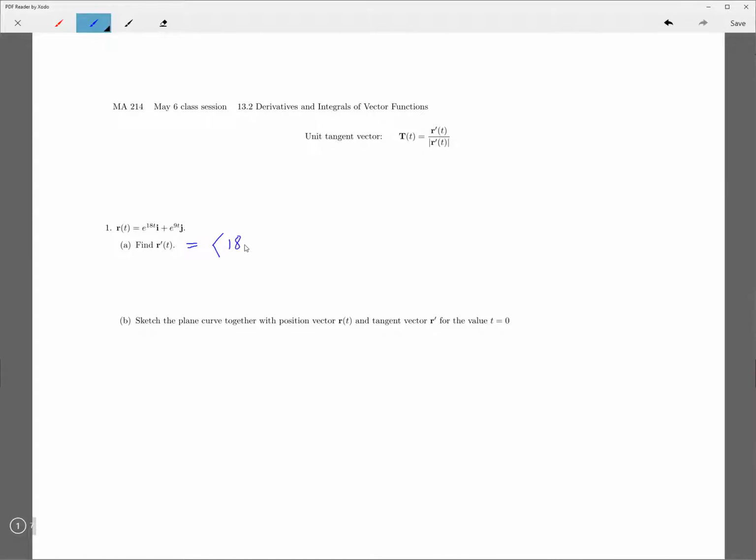18e to the power. Yes, and that's going to be our i component, or whatever goes in the first slot. And then this one, the derivative is 9e to the 9t. So that's going to be that.